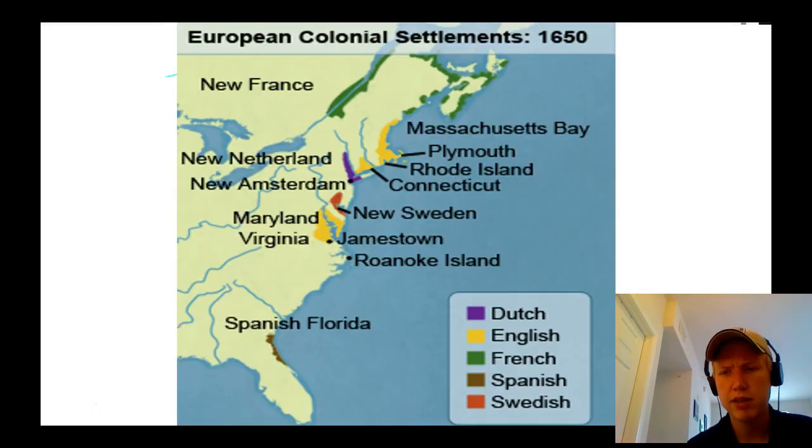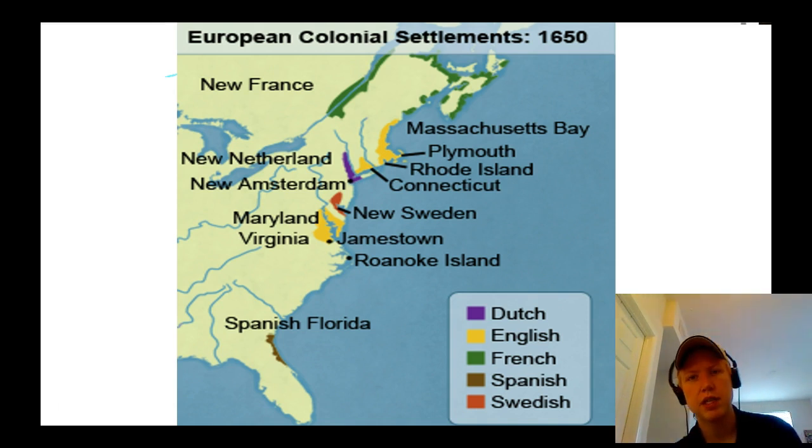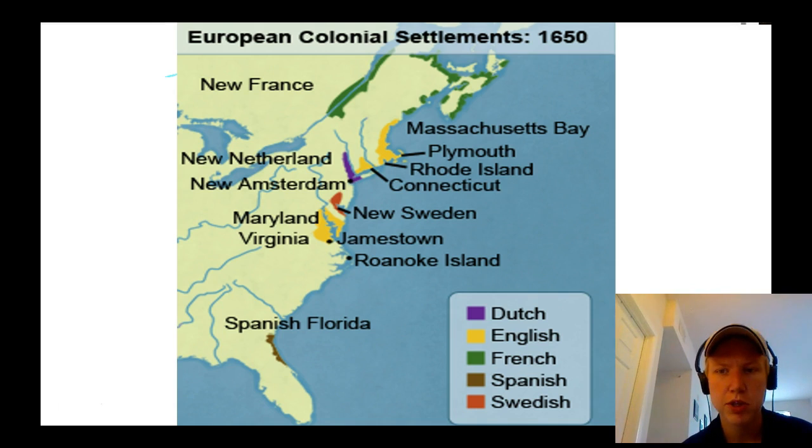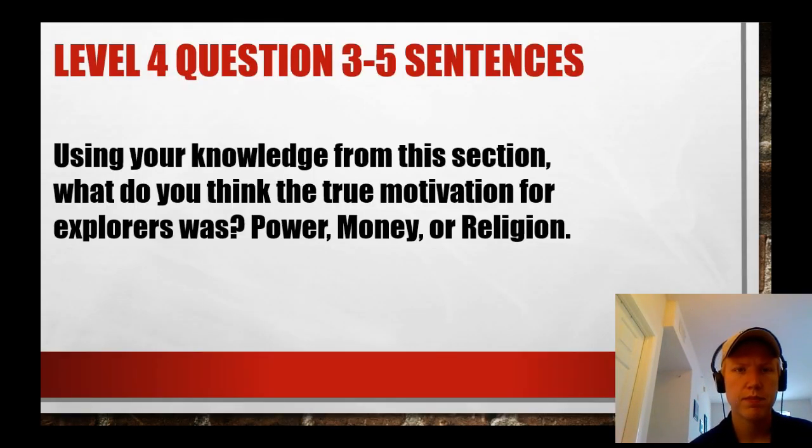Okay, so here are some colonies that they set up. The Dutch, the English, the French, the Spanish, and the Swedes. They all have a role in creating America. They all have some kind of contribution to what's going on here.